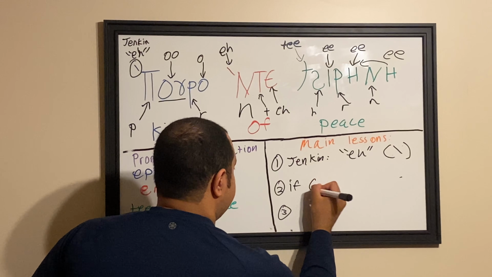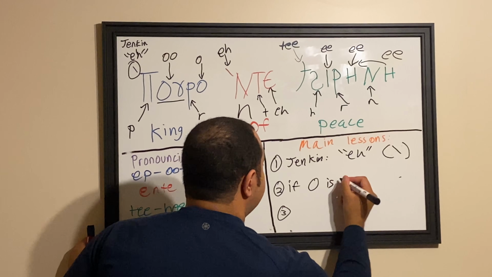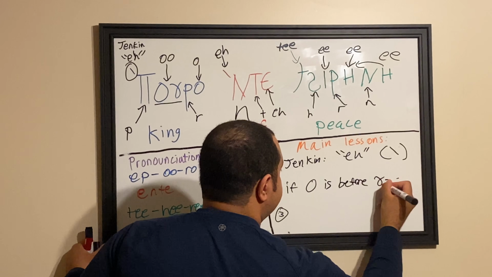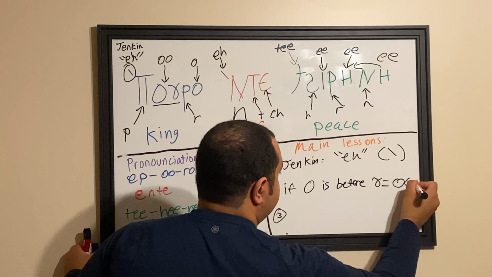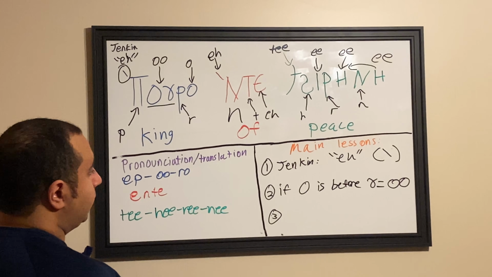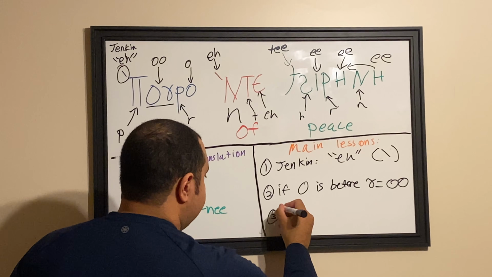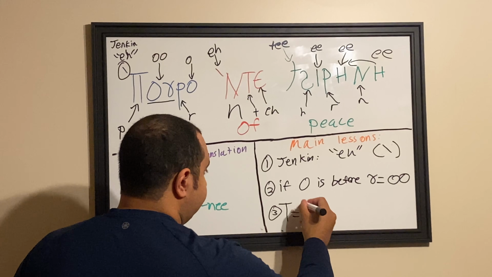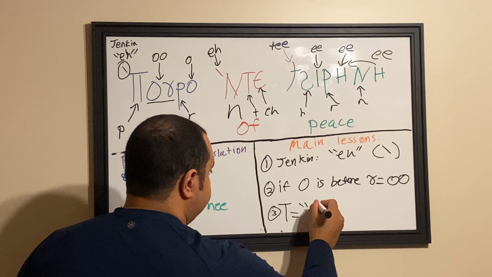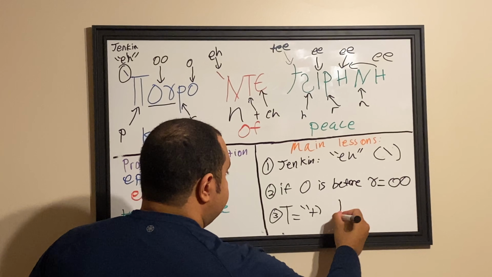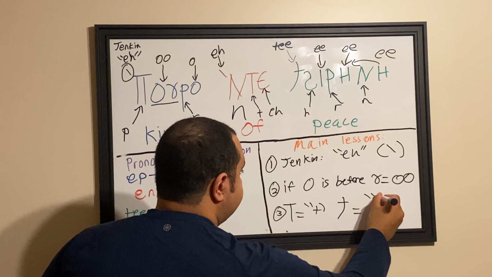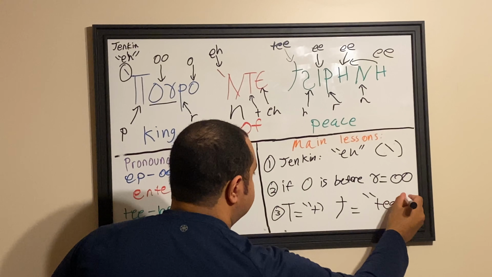Number 2, if O is before epsilon equals U. And the last one, the letter that looks like a capital T in the English language is just a T. The lowercase t sounds like I'm saying I'm drinking tea.